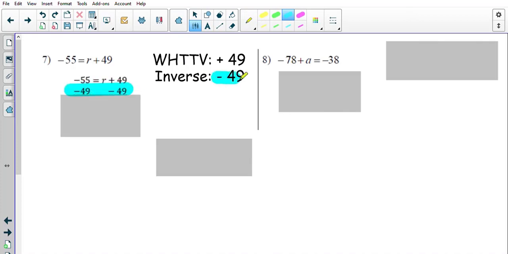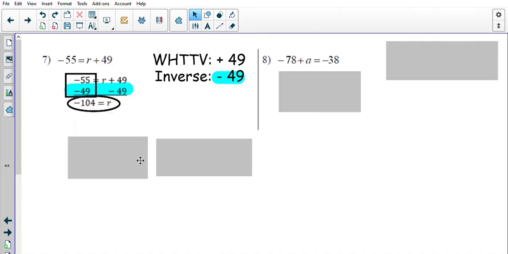On the right-hand side, this will cancel out, leaving you with r. What we're going to plug into our calculators to get our solution is negative 55 minus 49. Go ahead and do that. Hopefully you got a solution of negative 104 equals r, or r equals negative 104.